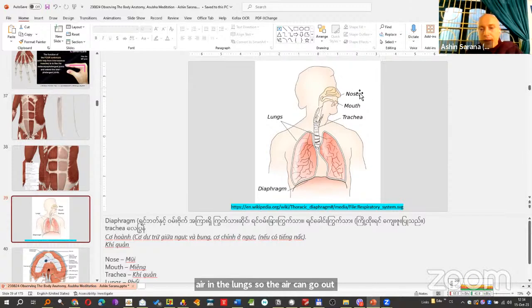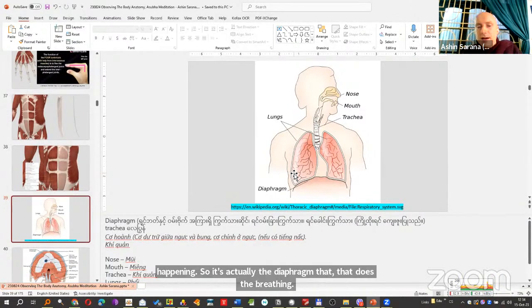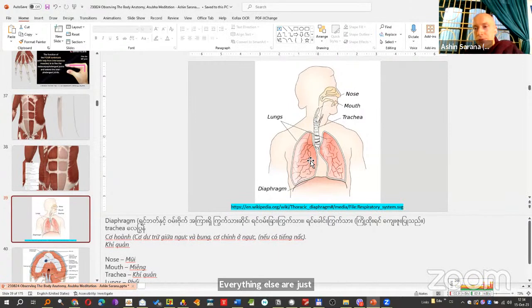And then when we breathe in, the diaphragm goes down, so it expands, it helps the lungs to expand, and that is why we breathe in. Okay, so in order to breathe in, you have to push your diaphragm down, and then happens your breathing in. If you do not push your diaphragm down, there's nothing happening. So it's actually the diaphragm that does the breathing. Everything else are just follow-up structures.